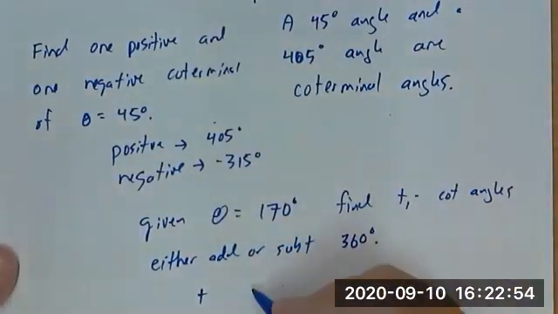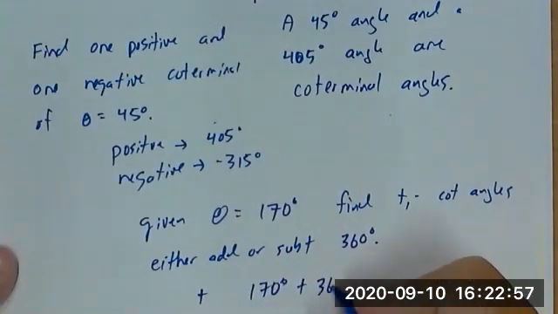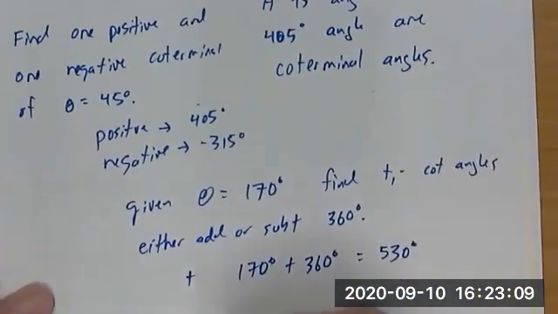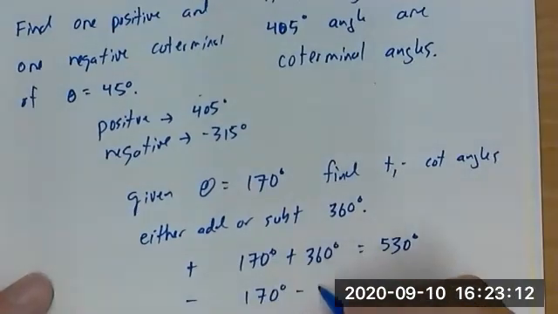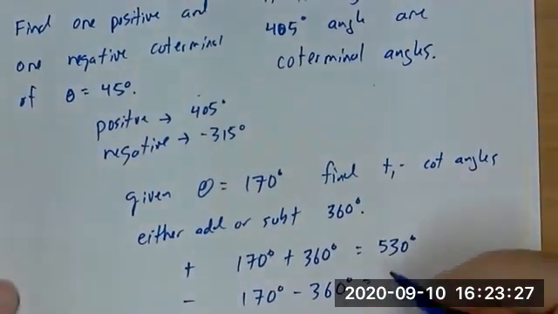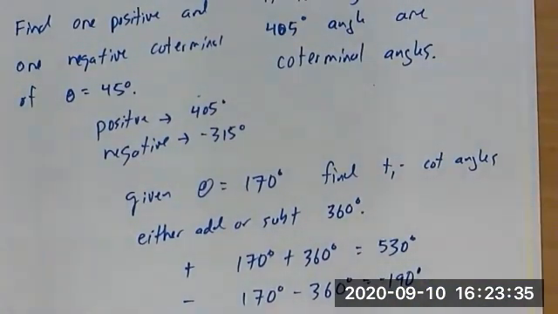So for a positive coterminal angle, you would take 170 plus 360 degrees. And if I can do this in my head, there's a positive coterminal angle. And for a negative coterminal angle, you would subtract 360 degrees. So hopefully in my head I'm not messing up. So negative 190 degrees. All right, so coterminal angles, not too difficult.